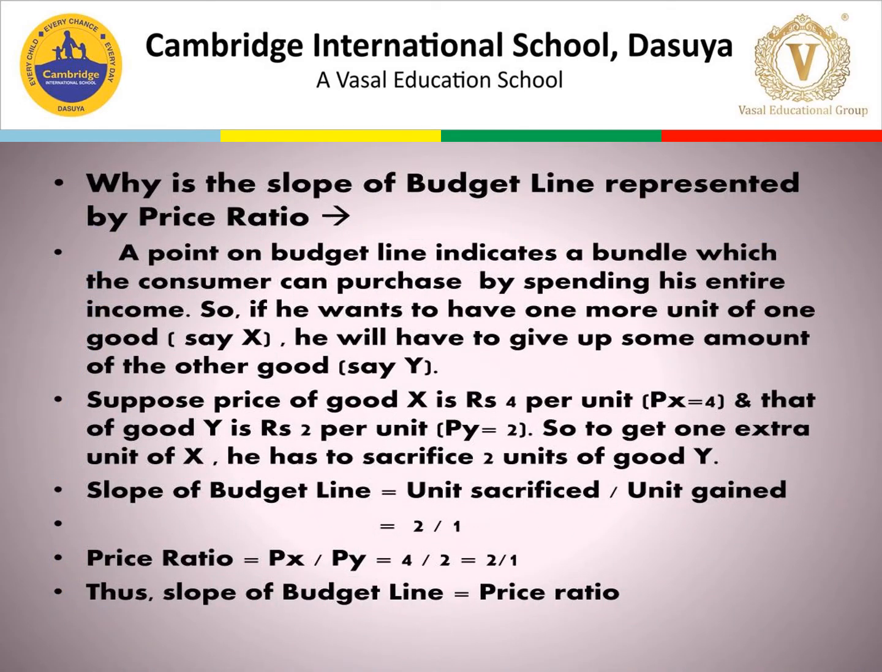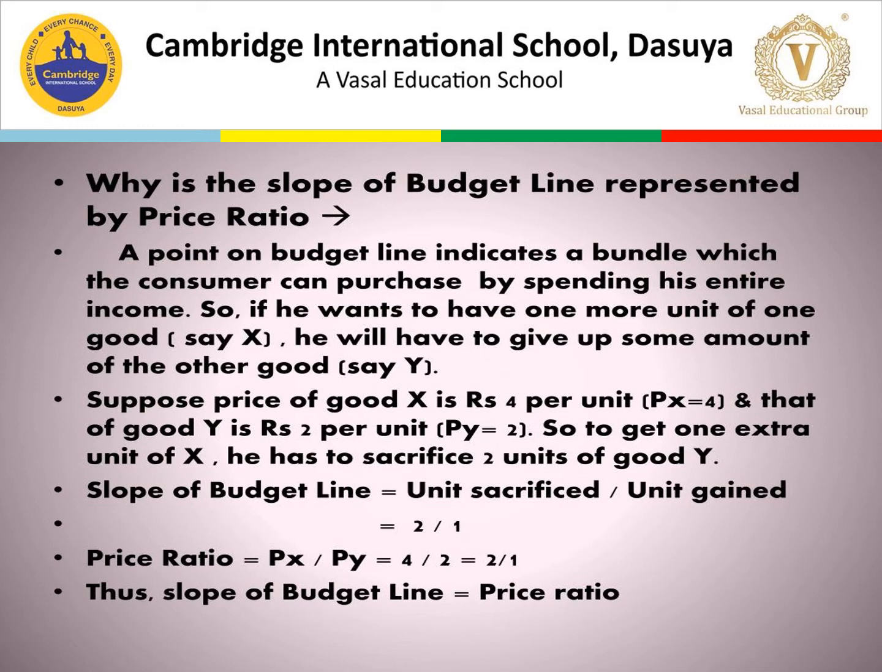Next, why is the slope of the budget line represented by the price ratio? The reason behind it is that a point on the budget line indicates a bundle which the consumer can purchase by spending his entire income. So if he wants to have one more unit of good X, he will have to give up some amount of good Y. Suppose the price of X is 4 rupiah per unit, that is PX, and that of good Y is 2 rupiah. So to get one extra unit of X, he has to sacrifice 2 units of good Y.